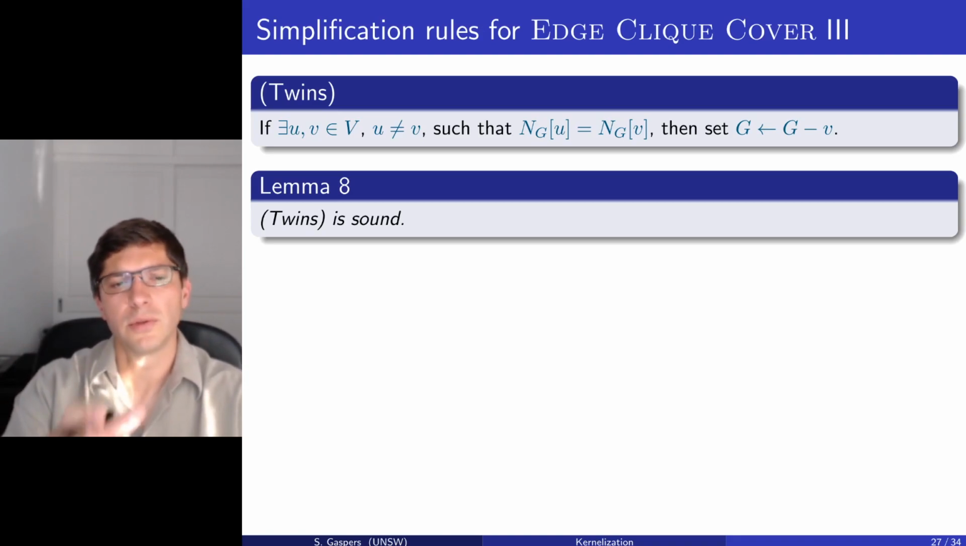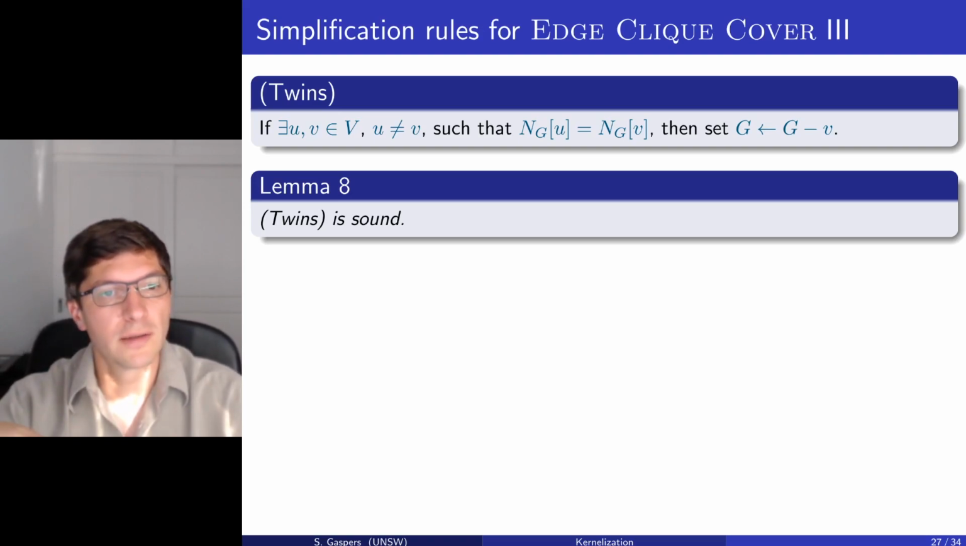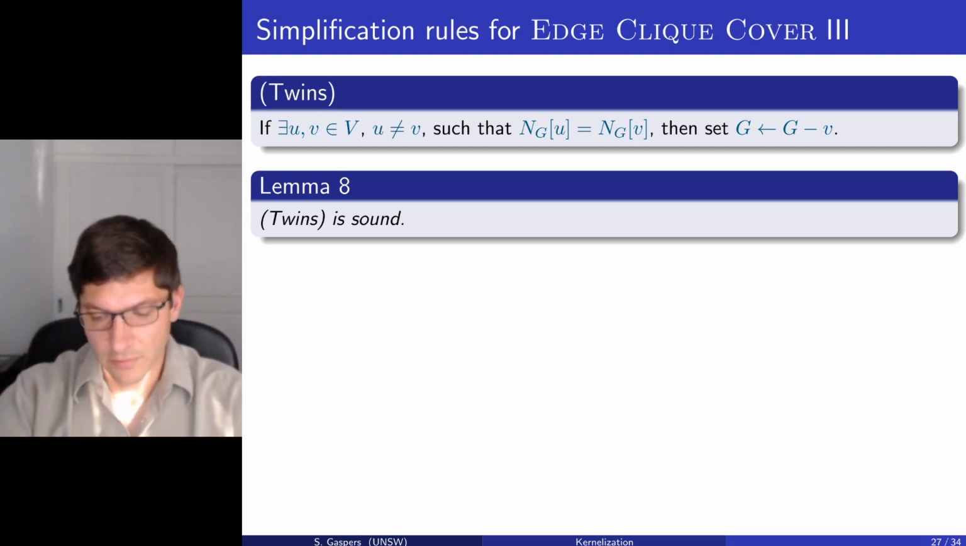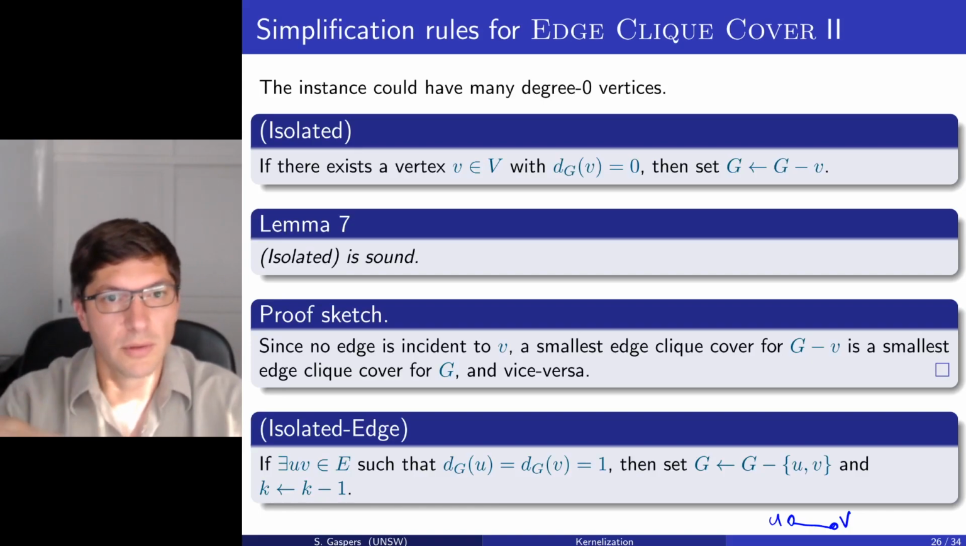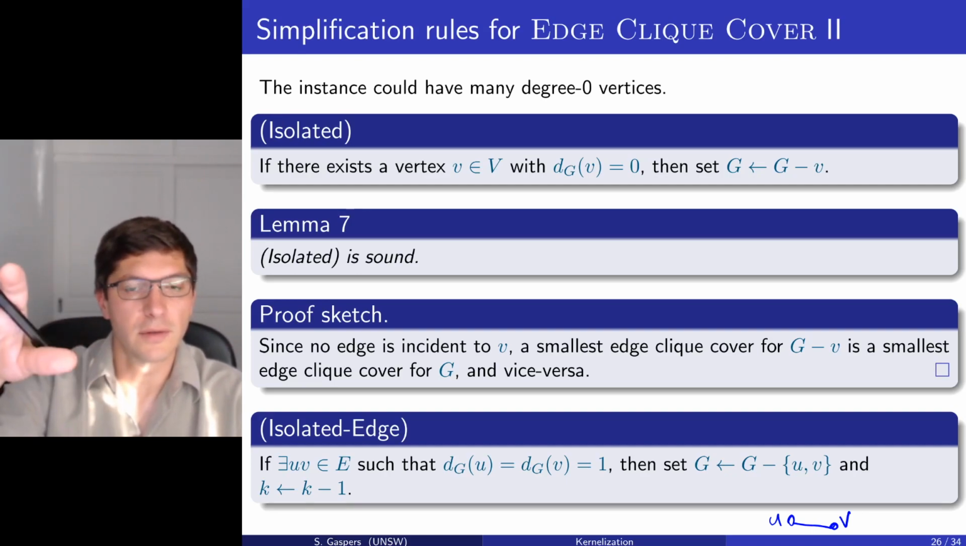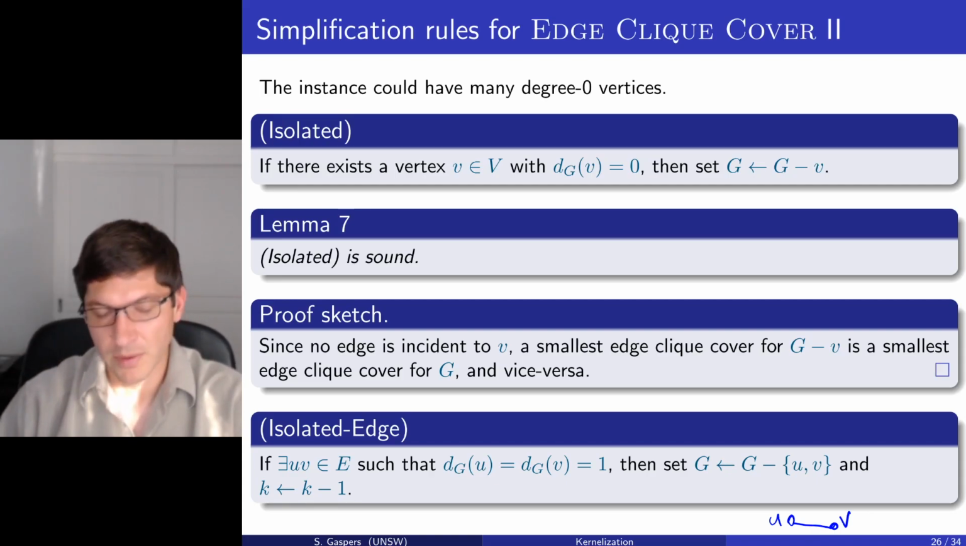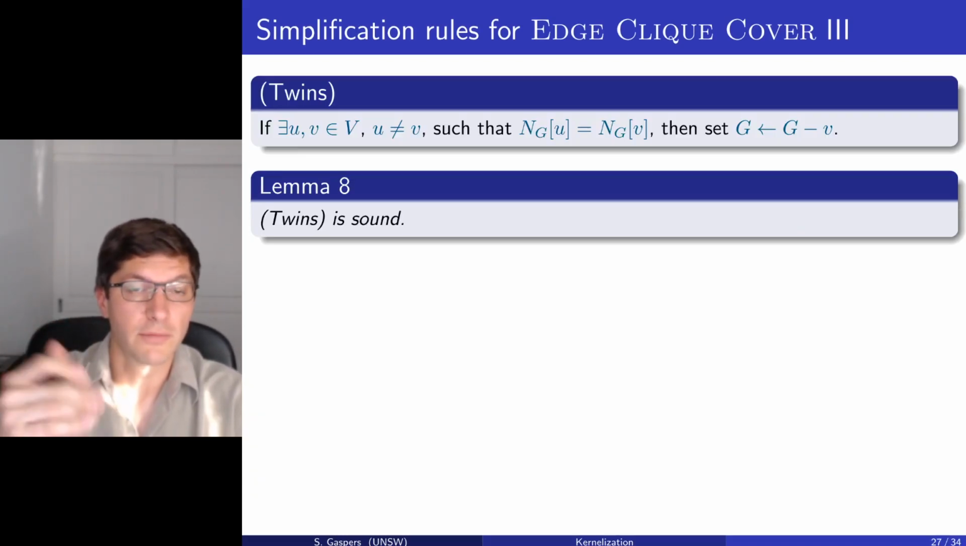We usually state our simplification rules in the order that they are applied. So we first apply the isolated vertex rule exhaustively until it cannot be applied anymore. Then we apply the isolated edge rule. After applying it, we check again whether the isolated vertex rule applies. If not, then we check for the isolated edge rule. If that one doesn't apply, we then check for the twins rule.